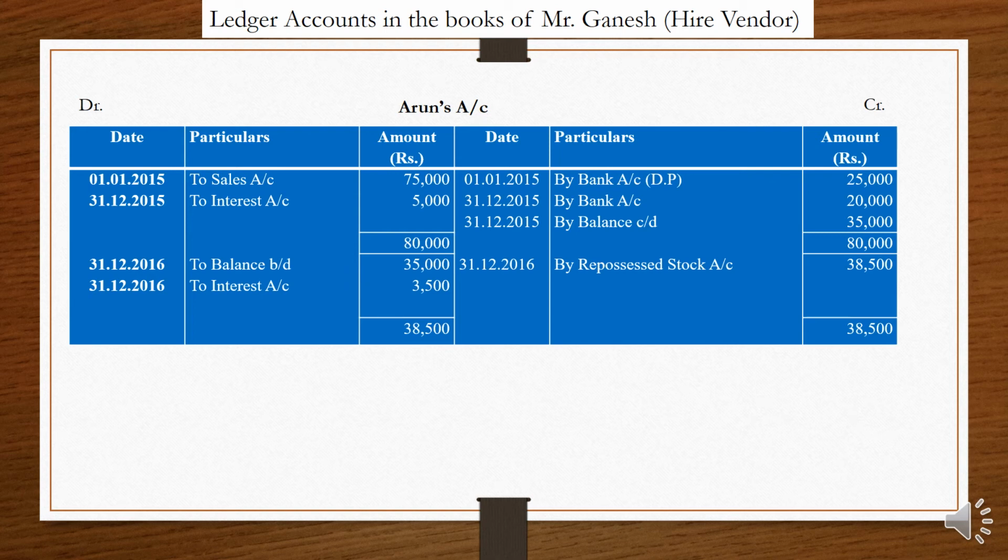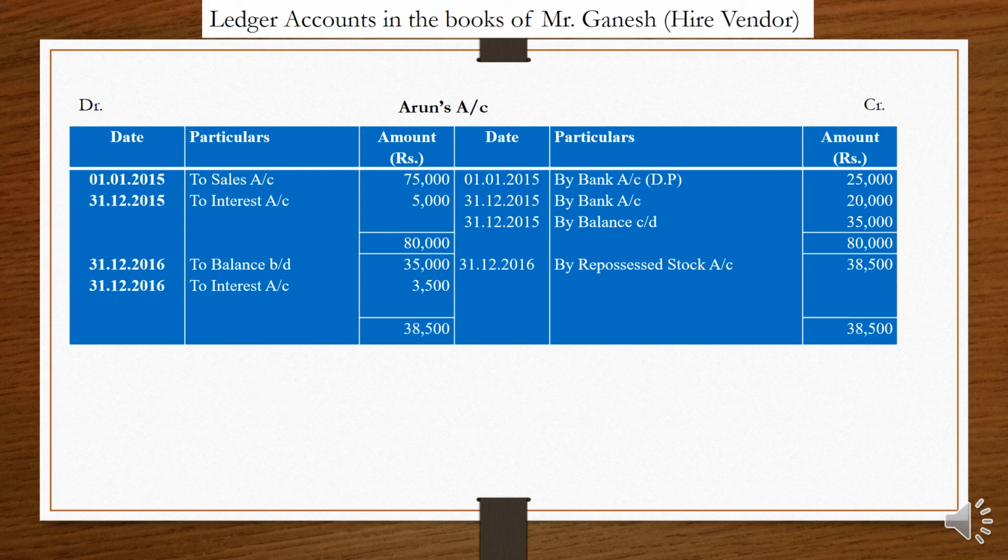Then at the end of the year interest is to be charged. So hire seller is going to receive the interest. So Arun's account debtor to interest account, and the amount is 5,000. Then on the same date the hire seller is going to receive the first installment. The installment amount is 20,000. So bank account debtor to Arun's account. Then there is a debit balance which has to be transferred to the next year. So balance carried down 35,000.